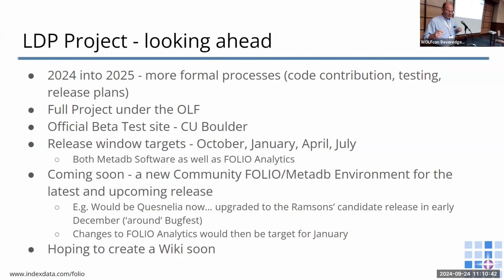We're also trying to identify release window targets. And so we've talked to CU Boulder about, okay, so roughly let's sort of block off October, January, April, and July as potential release windows. We're not saying that's always going to be the case. And so we have some changes that have been built up, and we're sort of ready. So I think that this October, we actually will have packages for both Metadb as well as some of the FOLIO analytics queries to get into that testing cycle in October.